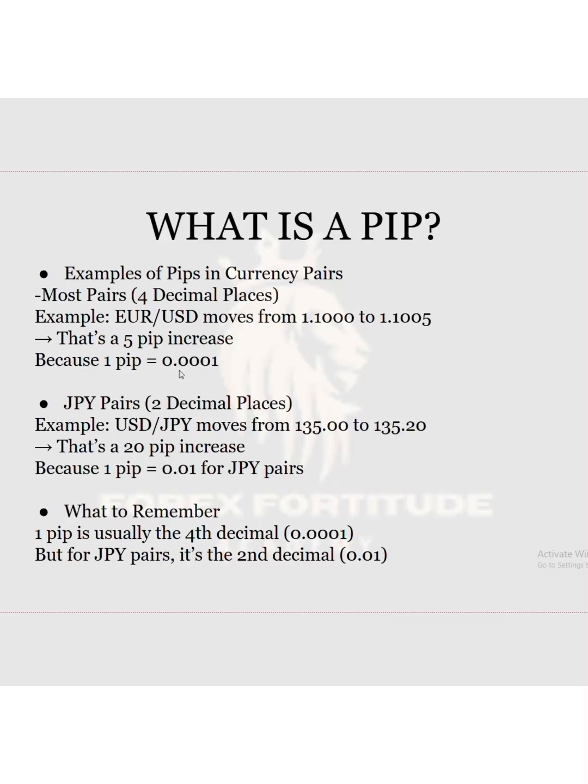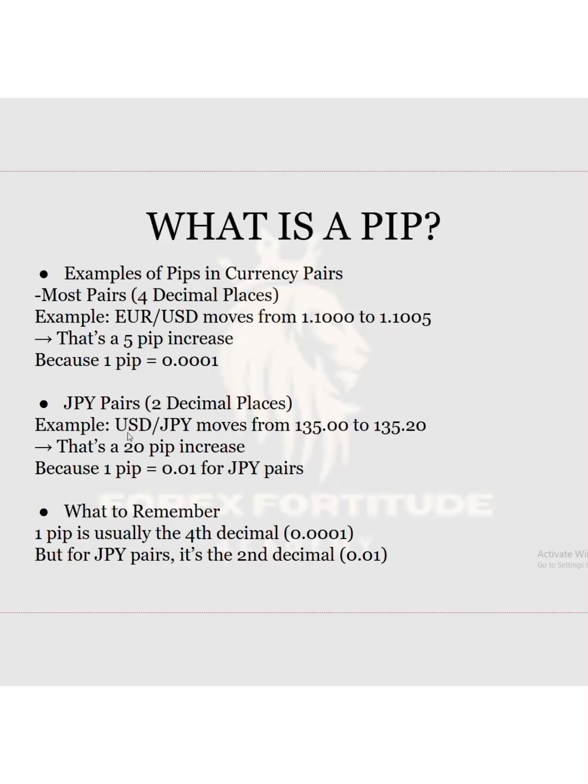So if you add 0.0001 to 1.1000, multiplied by a 5 pip increase, that's where you will have 1.1005, which means 5 pips multiplied by 1 pip gives you 1.1005.